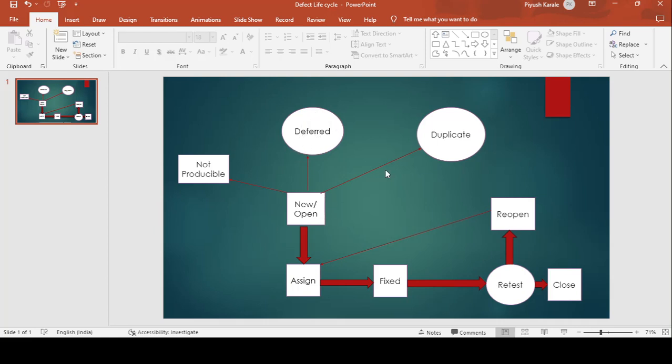Then the next one is duplicate. Duplicate means, as we know, there are multiple testers working on the team, two or three testers. Suppose that defect was already raised by another team member or colleague, and you raise the same defect. Then the developer changes the status to duplicate. Okay guys, this question is asked most of the time in interviews, so please focus on that.